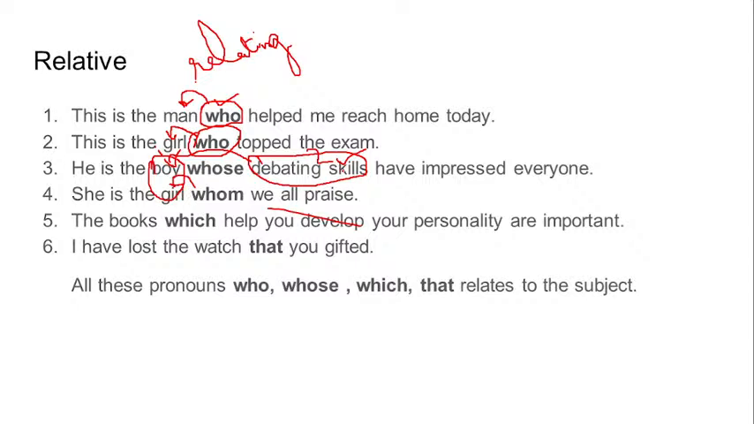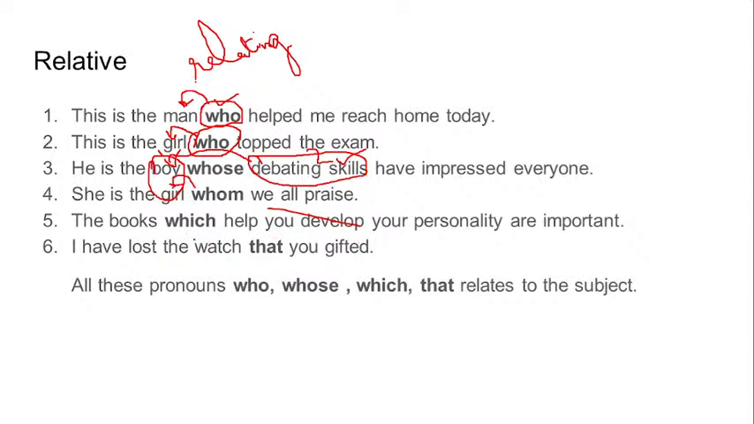The boy basically owns the debating skills, because this is something about an innate skill which the boy has. So that is why there is a use of whose. But if it is a normal thing like "she is the girl whom we all praise", here the praise is related to the girl.